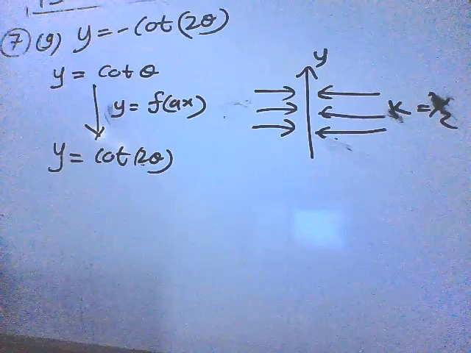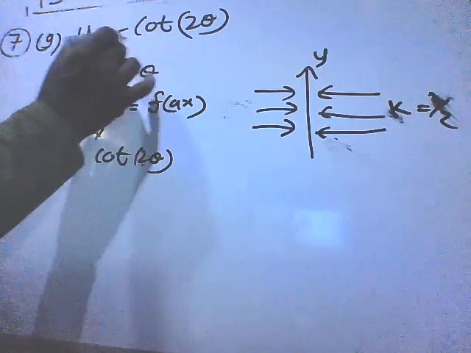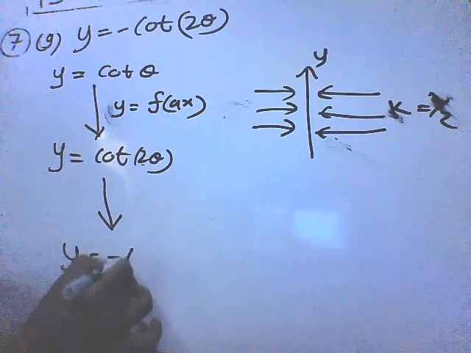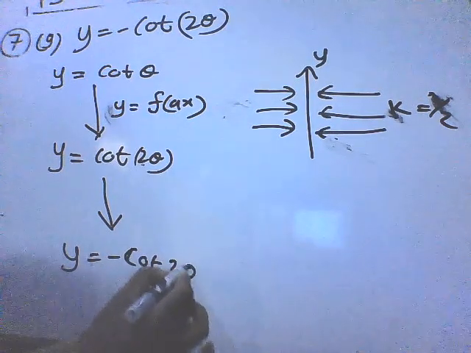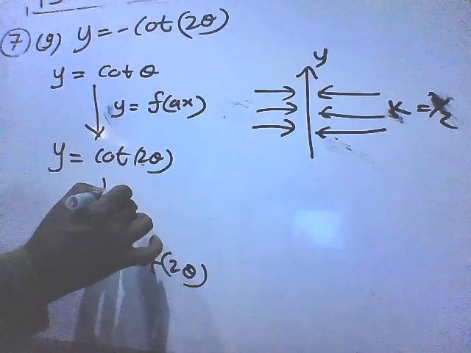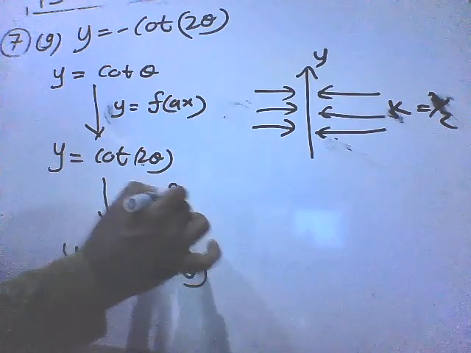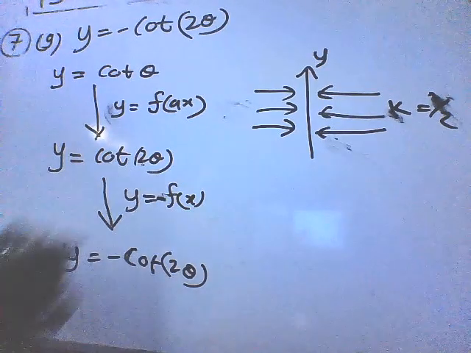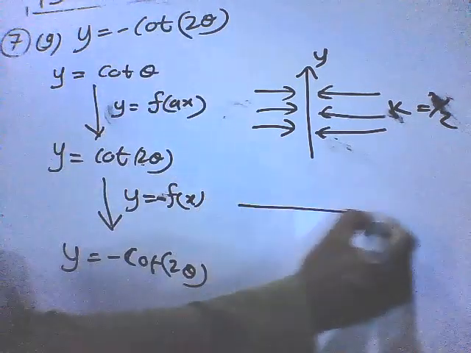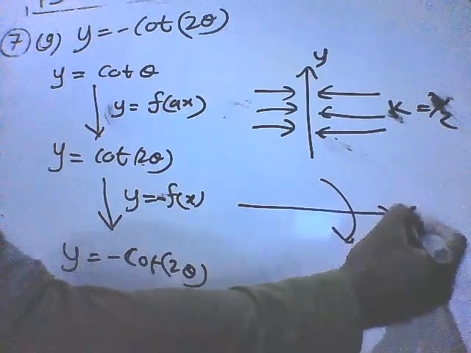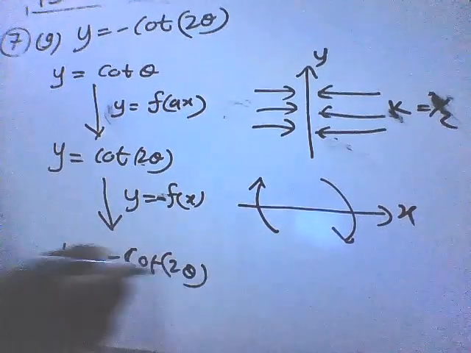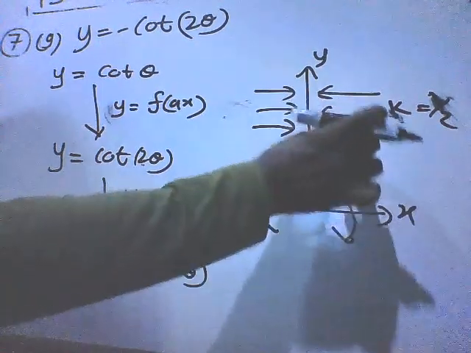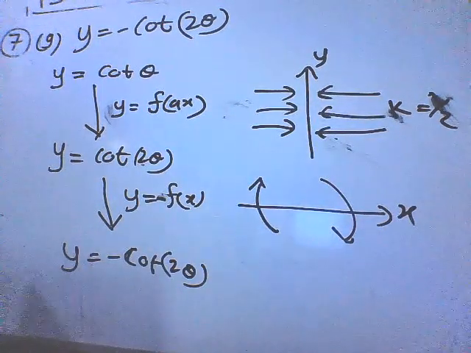Now again we have to go for the minus. To make it y equals minus cot 2 theta, we apply the transformation y equals minus f(x). This is where the y coordinate gets changed. It is a reflection over the x-axis. All the y coordinates here go to negative, and negative ones go to positive. Then you can get that graph.